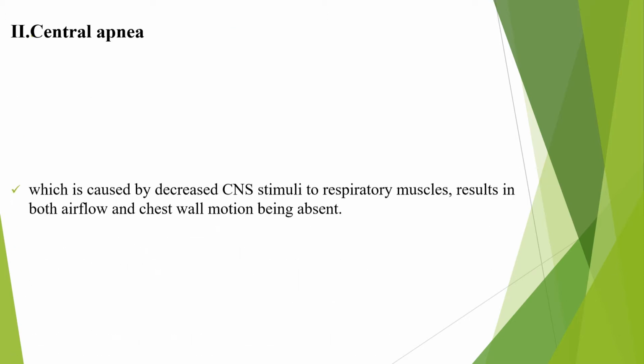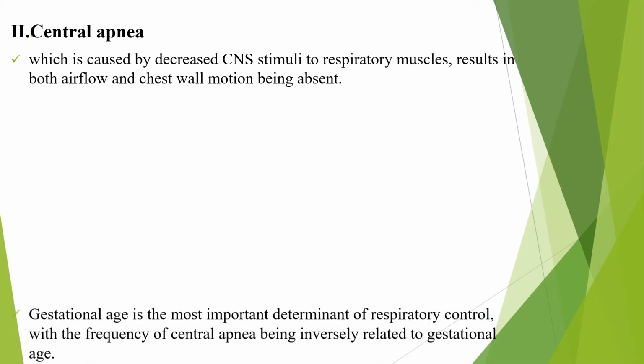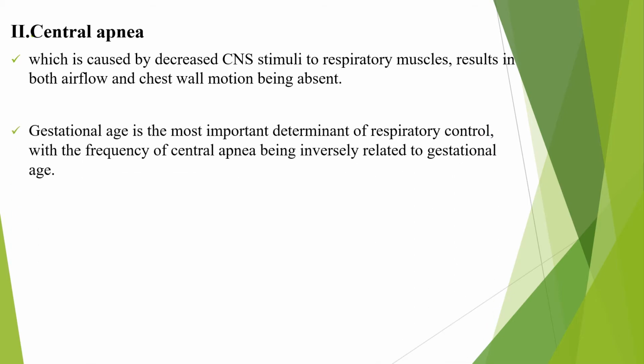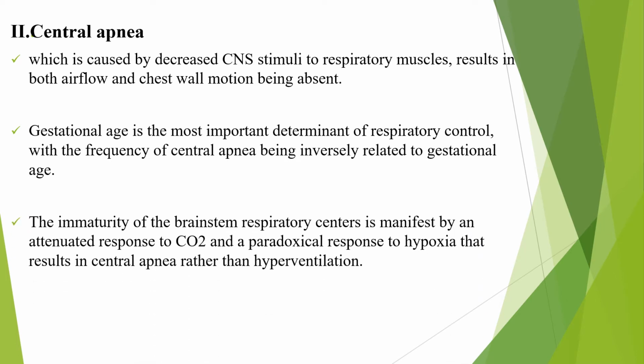The second is central apnea. Central apnea is caused by decreased CNS stimuli to respiratory muscles, resulting in both airflow and chest wall motion being absent. Gestational age is the most important determinant of respiratory control, with the frequency of central apnea being inversely related to gestational age. The immaturity of the brainstem respiratory centers is manifested by an attenuated response to carbon dioxide and a paradoxical response to hypoxia that results in central apnea rather than hyperventilation.